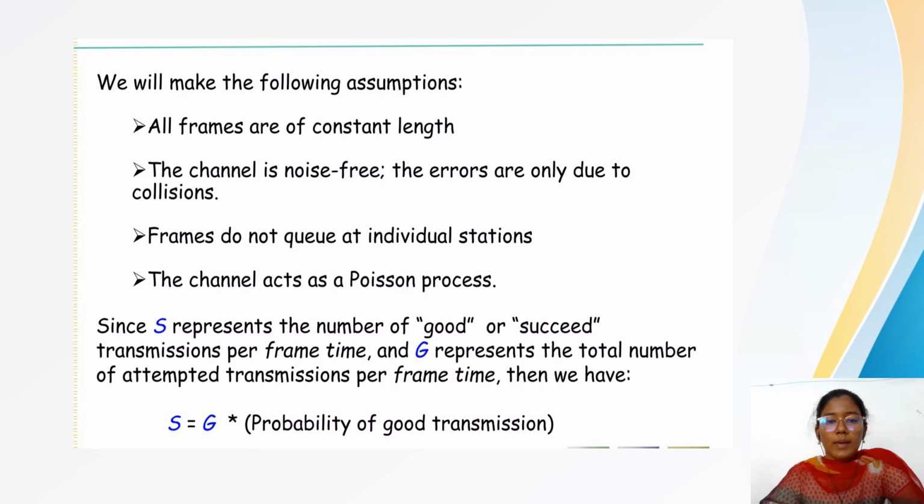Here we have the formula in a Poisson way. That is the probability of good transmission, which has the formula in a Poisson way. Since S represents the number of good or successful transmissions per frame time and G represents the attempted transmissions per frame time, then we have S equals G times the probability of good transmission.